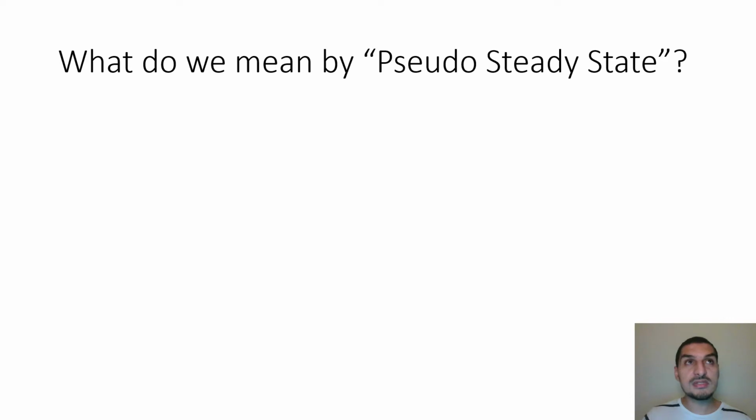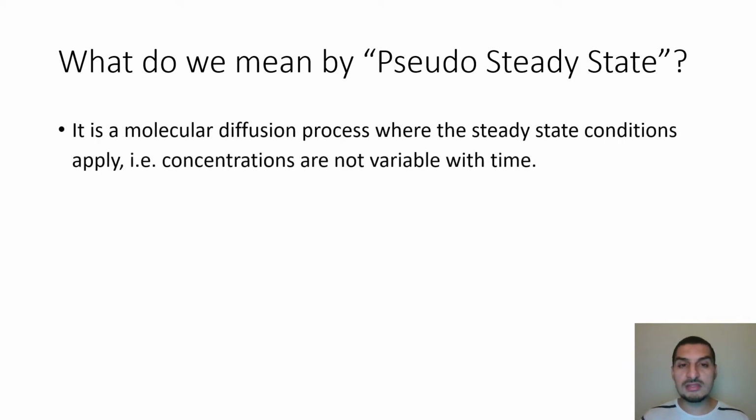Pseudo steady state means that it is kind of a fake steady state, so it's not an actual steady state. When we say this term, we mean that it is almost a steady state process. So we have a lot of conditions that are similar to the steady state conditions. We have constant concentration difference. We have constant boundary conditions. So everything is constant.